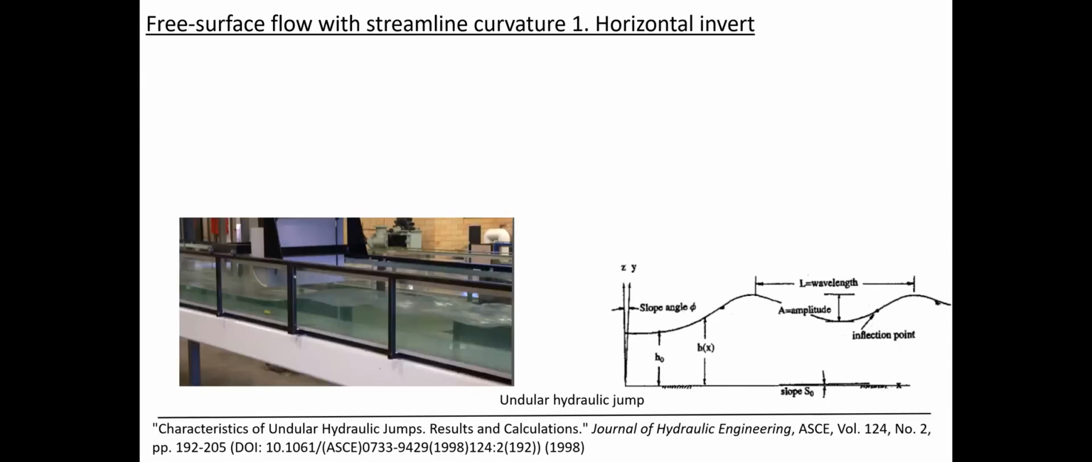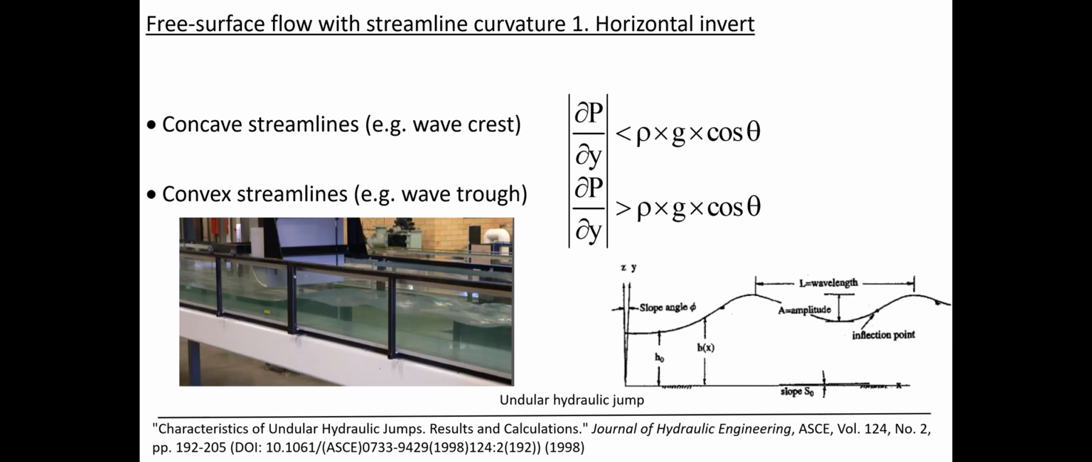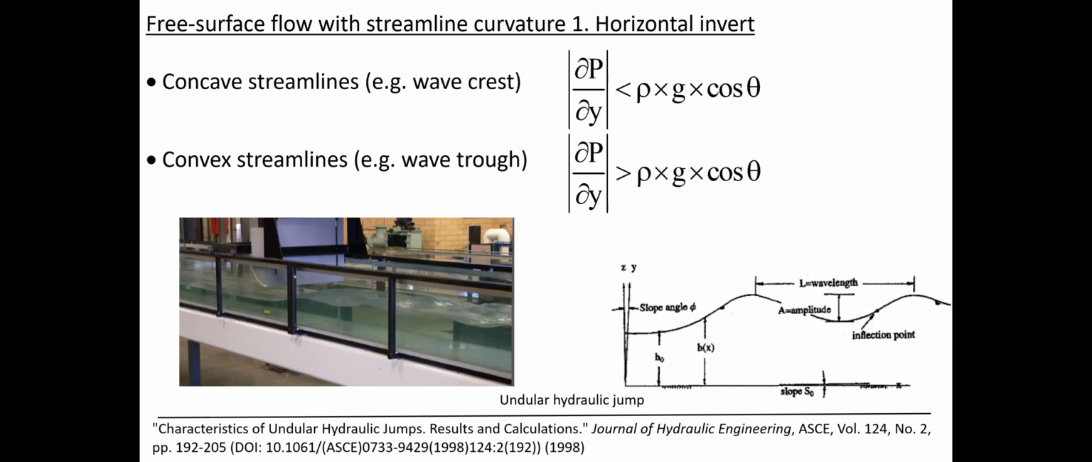Let us now discuss three situations when the pressure distributions are not hydrostatic, starting with the undular hydraulic jump, when we are dealing with a horizontal invert. When we have a series of undulations, as illustrated on this photograph and sketch, the pressure gradient is less than hydrostatic beneath the wave crest because of the concave streamlines. And the pressure gradient will be greater than hydrostatic beneath the trough because of the convex streamlines.